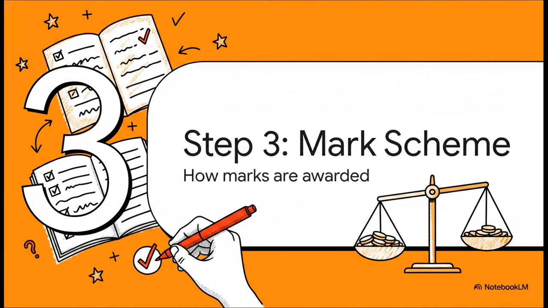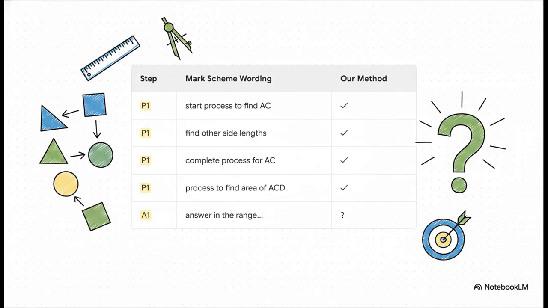Okay, we have an answer, 54.6. We're feeling pretty good about it, but the job isn't done until we check it against the official mark scheme. So let's see how our method stacks up. If you look at a mark scheme, you'll see P marks for the process. Did you follow the right steps? And an A mark for the final accuracy.